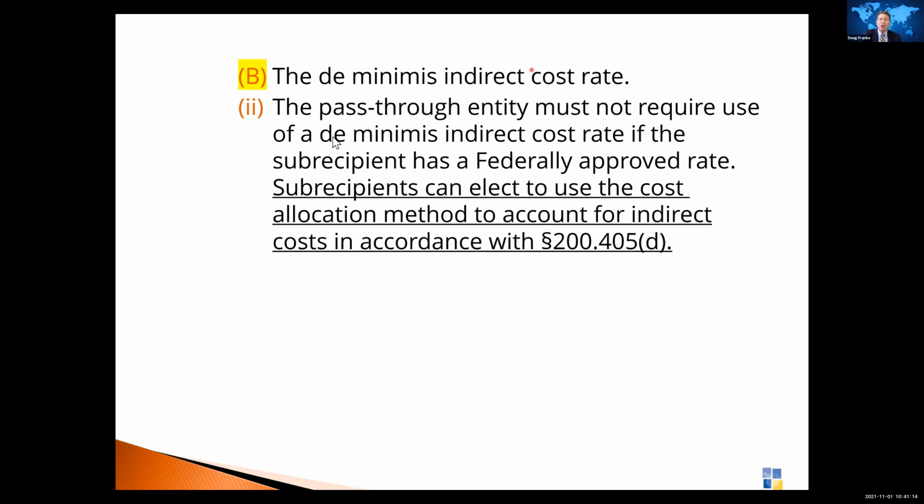Okay. This is also new, very important here. Pass-through entity must not require 10% if the sub has an approved rate. And subs, you can elect to use the allocation method that I talked about before. The 200.405, that's allocability. We looked at A, 1, 2, and 3, but as I said, in D, right? That's where the third sentence in there is very clear what I said before. If you must incur a cost to be in business, then the prime or the US government should pay for it. So study 200.405 closely. Okay, so that's what is in A.